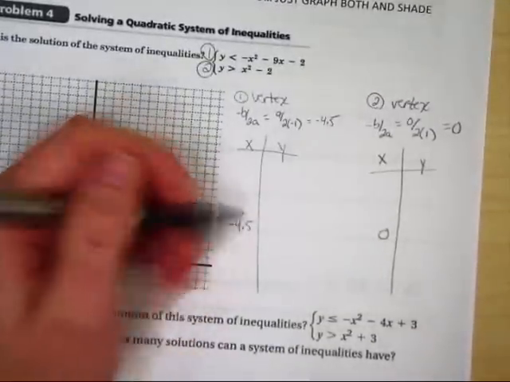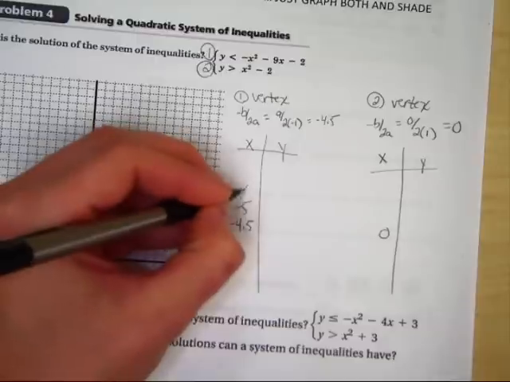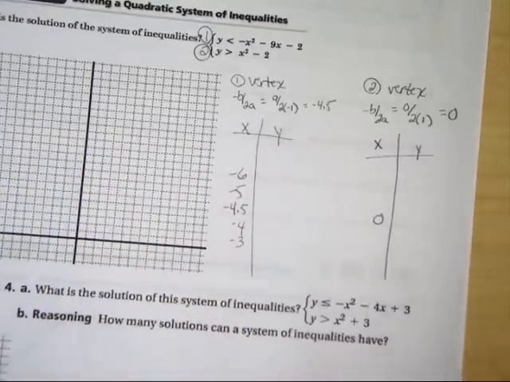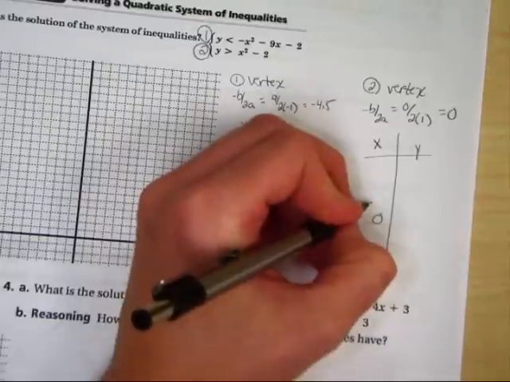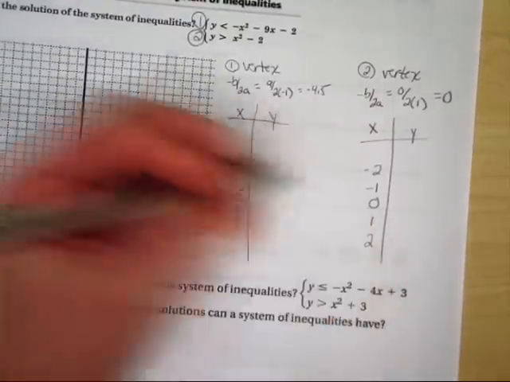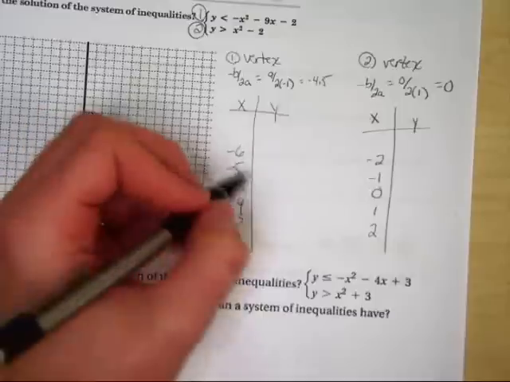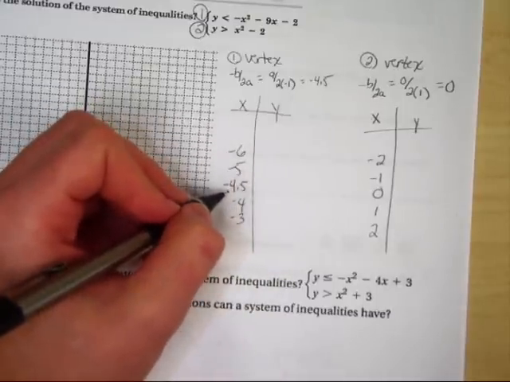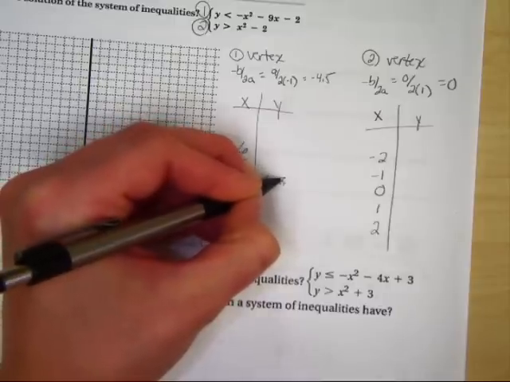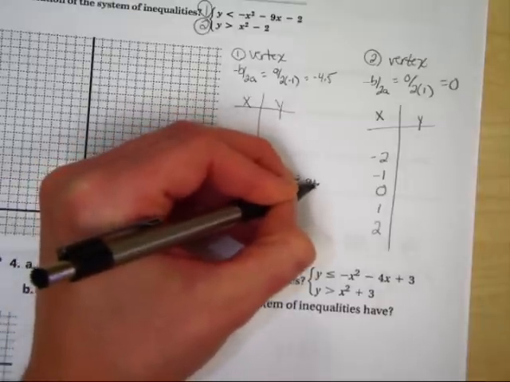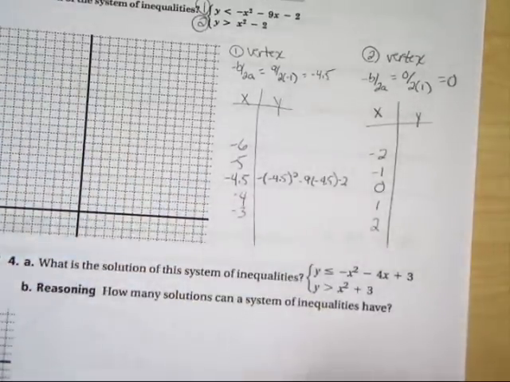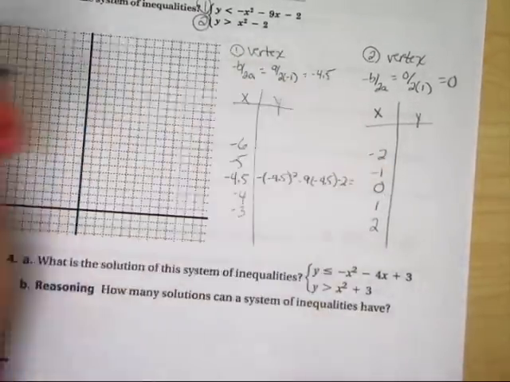Alright, what's a little smaller than negative 4.5? Negative 5 and negative 6. What's a little bigger? Negative 4 and negative 3. Let's go over to the second equation. What's a little smaller than 0? Negative 1 and negative 2. What's bigger than 0? 1 and 2. Let's plug these in. Alright, let's start with plugging in negative 4.5. Now you're going to plug this into the first equation, so you do a negative 4.5 squared minus 9 times negative 4.5 minus 2. Plug all of that in, and you should get 18.25.